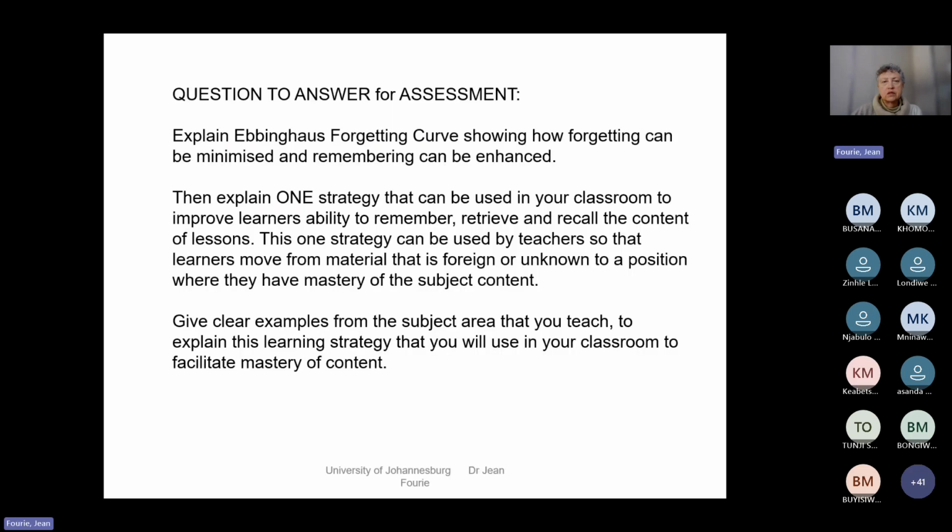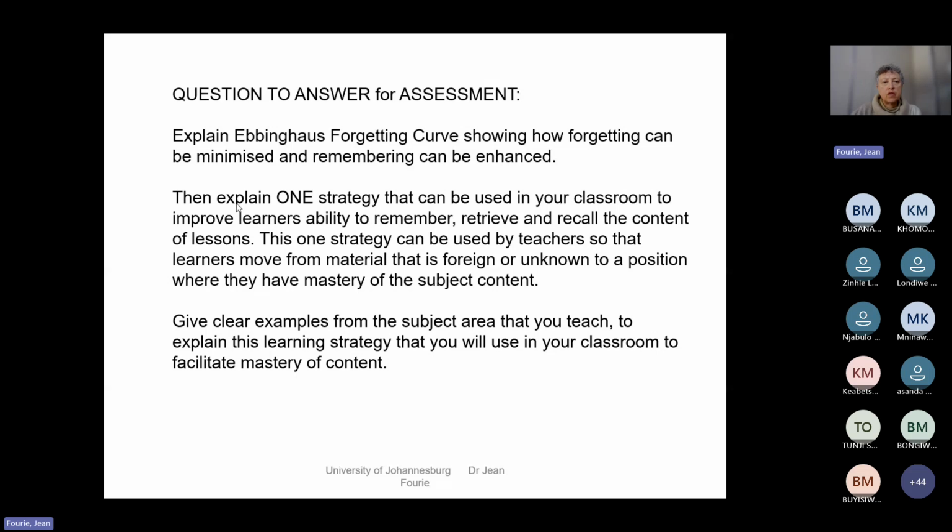So here is the question that you need to look at for this particular week. And it reads as follows. You need to explain Ebbinghaus, that is a theorist who we're going to talk about. Explain Ebbinghaus's forgetting curve. We're going to speak about the forgetting curve, which shows how forgetting can be minimized and remembering can be enhanced. So that you're going to do as a first little mini part of this question.